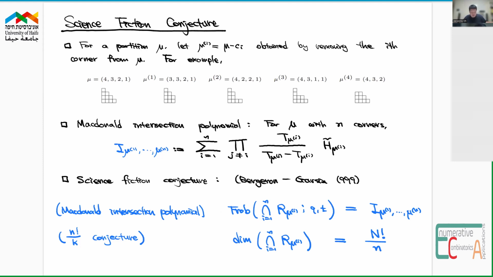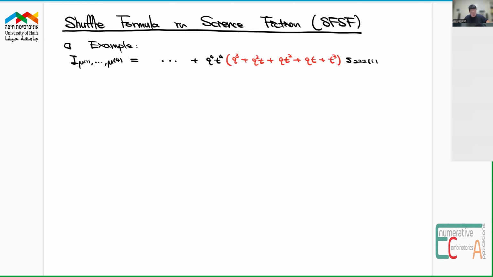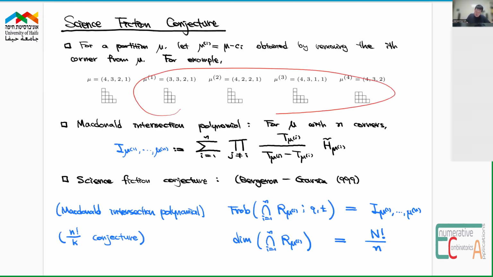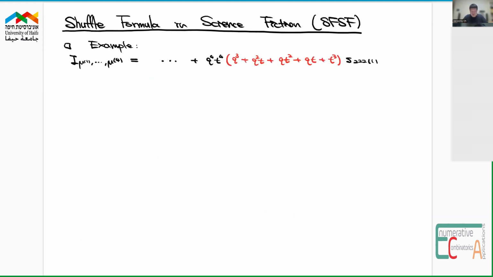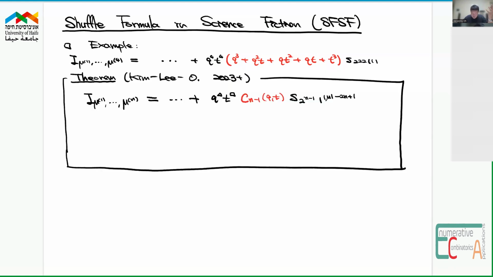The first observation we made is this one. This example is the Macdonald intersection polynomial of these four partitions, mu1, mu2, mu3, and mu4. To make the observation easier, I omitted all the other things and highlighted only the last Schur coefficient. By scaling out, the last Schur coefficient is given by q cubed plus q squared t plus q t squared plus q t plus t cubed. And once again, we meet the third q,t-Catalan number. What we have observed and proved is that for the Macdonald intersection polynomial, the last Schur coefficient is always given by the (n minus 1)th q,t-Catalan.